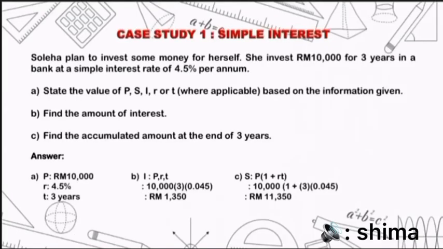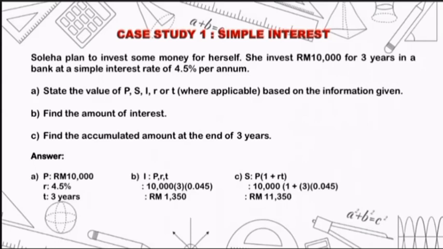Simple interest. Soleha planned to invest some money for herself. She invests RM 10,000 for 3 years in a bank at a simple interest rate of 4.5% per annum. A. State the value of P, S, I, R, or T based on the information given. So the answer is P, RM 10,000, R 4.5%, and T 3 years.